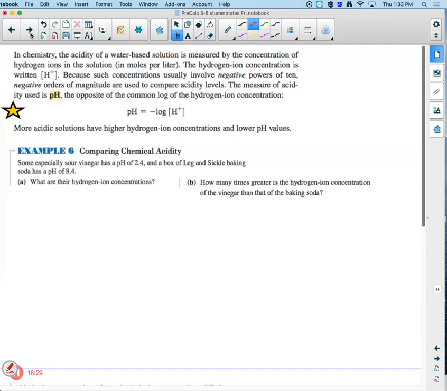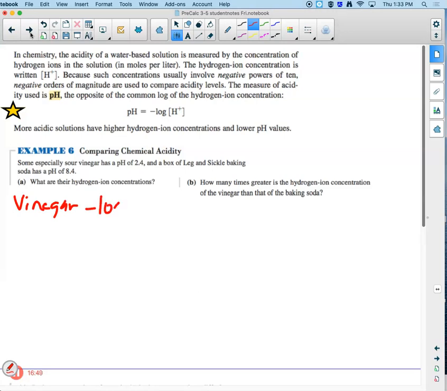Now that's your book trying to be funny, because the sour vinegar part, that's normal. But Leg-and-Sickle baking soda, the most popular baking soda out there is called Arm & Hammer baking soda. Yeah, I know, it's a lame joke, but they tried. You gotta give them that. All right, so we're going to start with the vinegar.